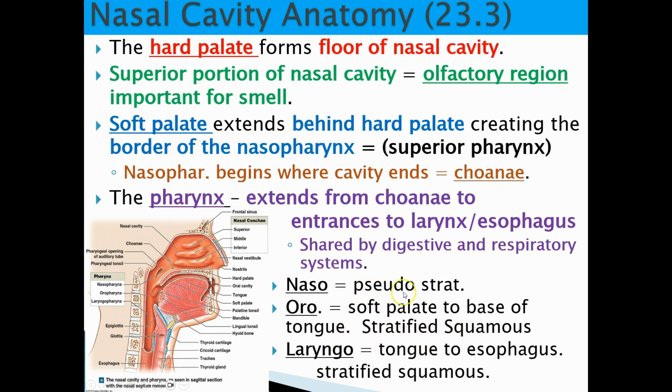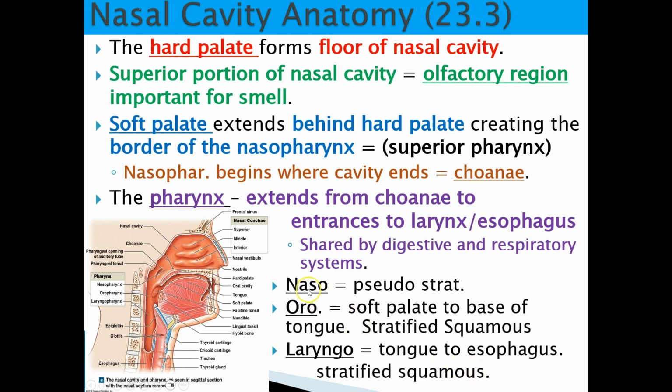The only time it's pseudostratified columnar is going to be in the nasopharynx where there's just air passage. So when it's food, you should know it's stratified squamous, and then the larynx, as we're going to see, is also covered in stratified squamous epithelium.